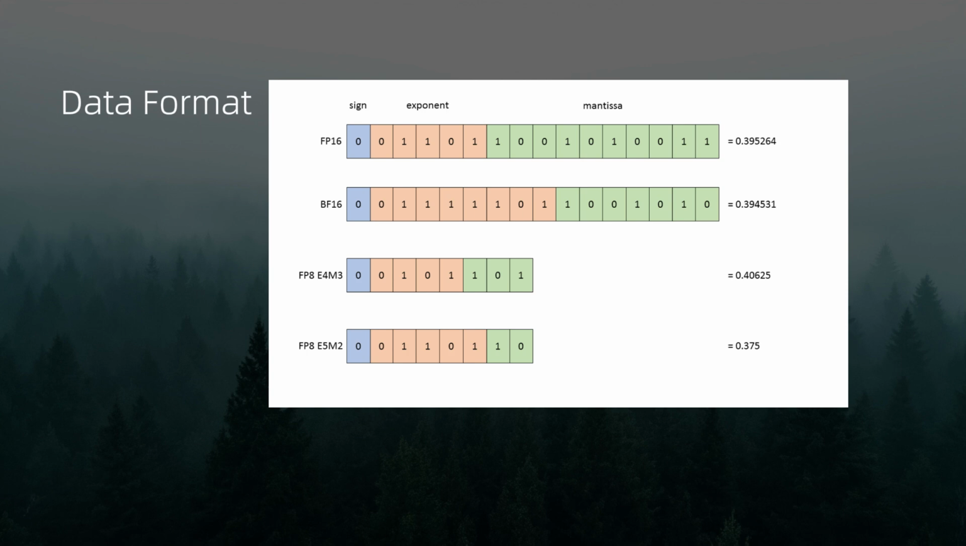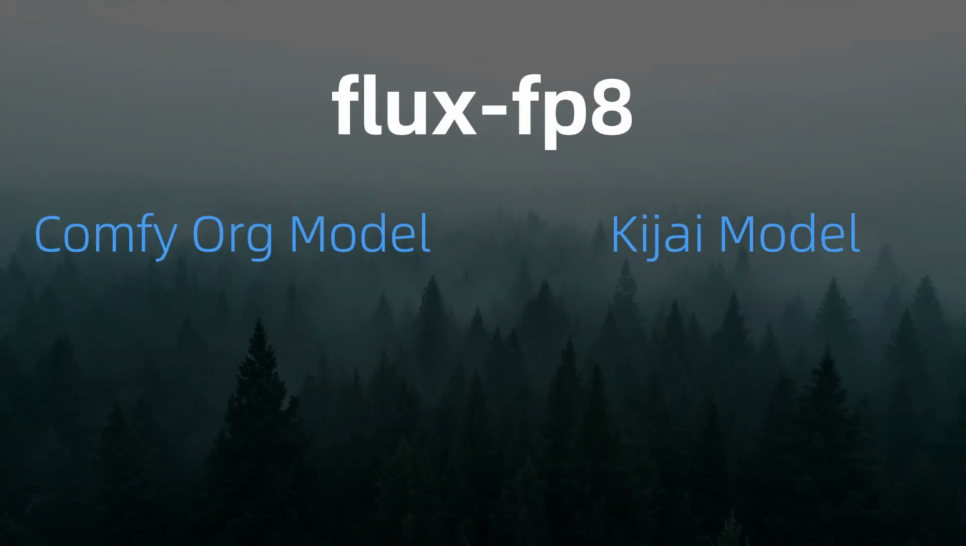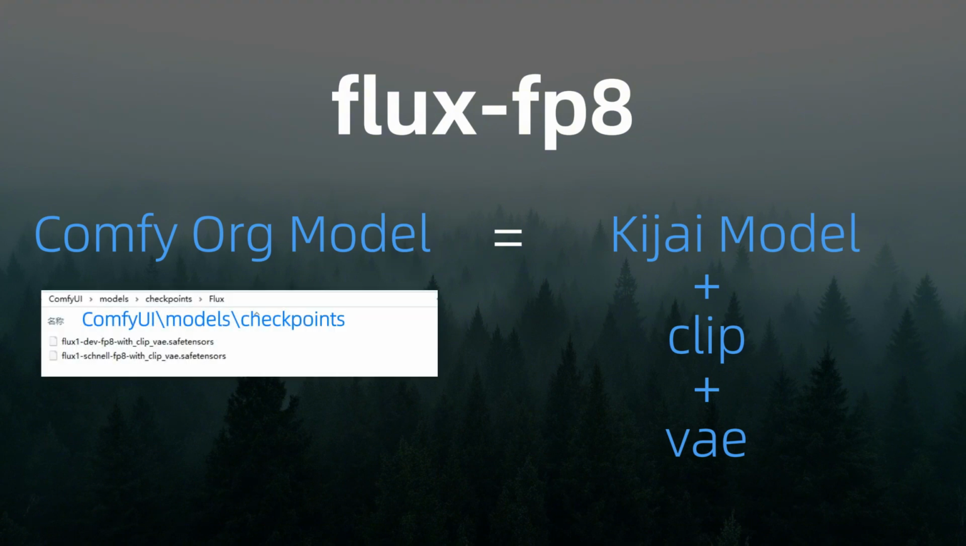Kijai and ComfyOrg have used code to split the data within the model, generating FP8 versions. These compressed models may have slightly lower image quality but significantly reduce resource requirements and increase image generation speed. Among the two FP8 versions, the ComfyOrg version is a safetensor file that integrates 3 components into one, equivalent to the Kijai version plus clip and VAE. If you download the ComfyOrg version of the model, you only need 2 files, which should be placed in the checkpoints directory. You can create a new folder.